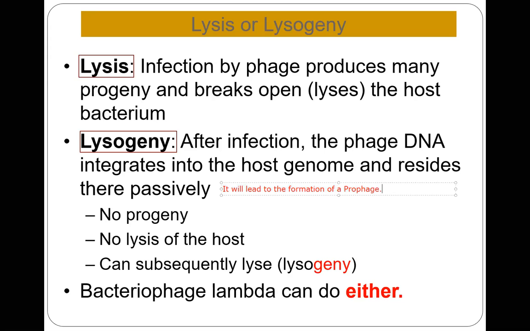Now, when a virulent bacteriophage enters into a cell, it only performs one type of cycle, the lytic cycle. But when a temperate phage enters, it can perform both lytic as well as lysogenic cycle. These types of phages are called temperate phages.